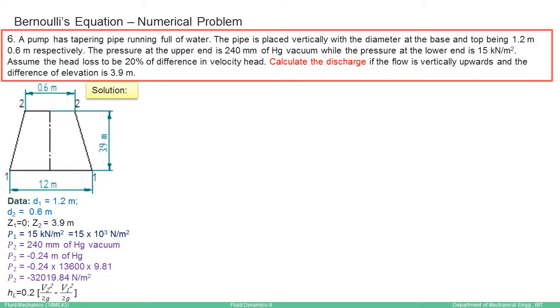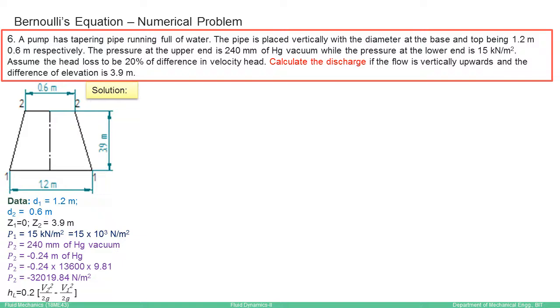And now in order to convert that minus 0.24 meter of mercury into Newton per meter square, multiply it by its specific weight, that is rho into g. Rho for mercury is 13,600, g is 9.81. From that we get P2 is equal to minus 32019.84 Newton per meter square. In this case, HL is given as 20% of difference in velocity head.